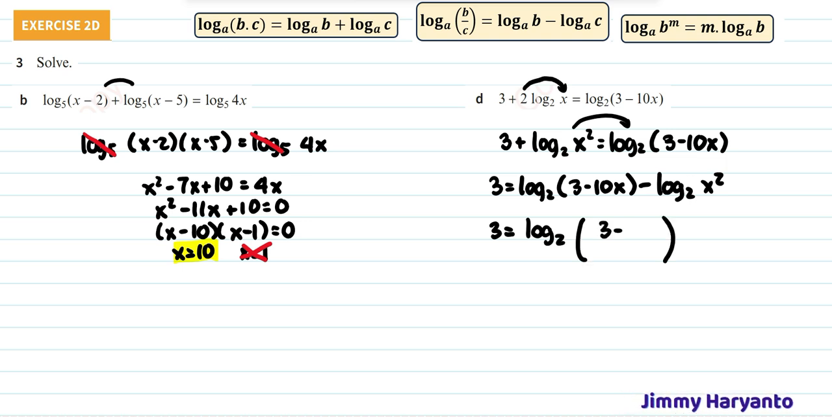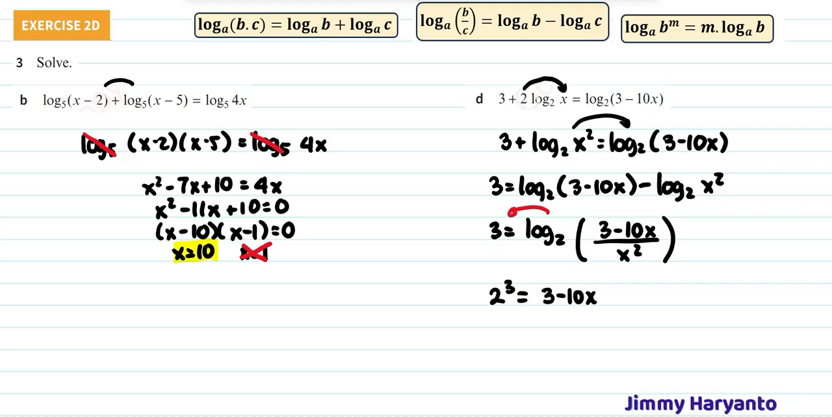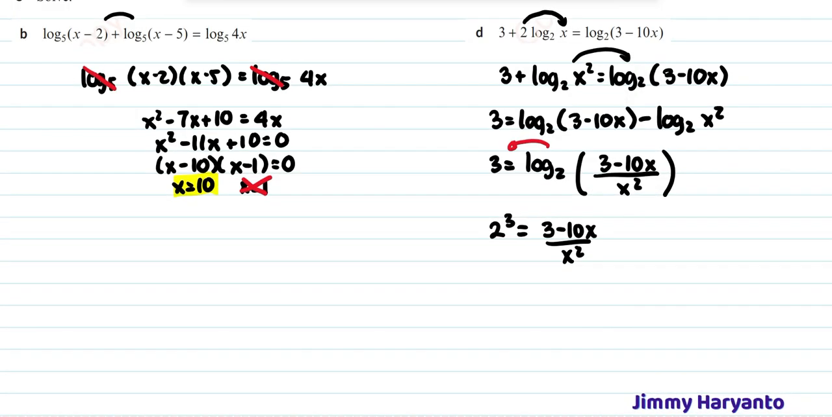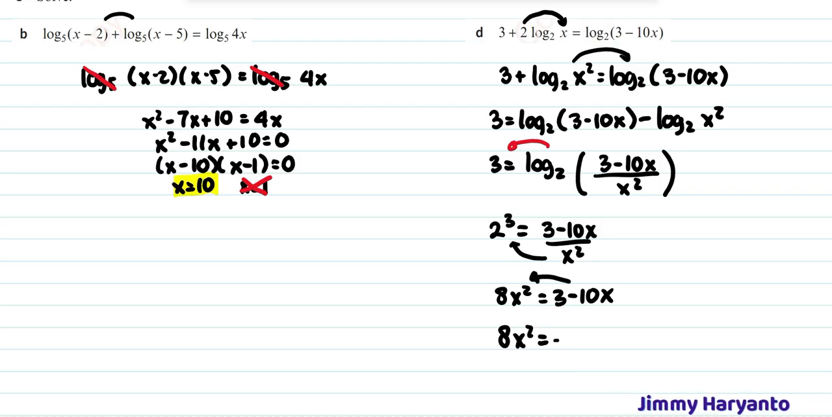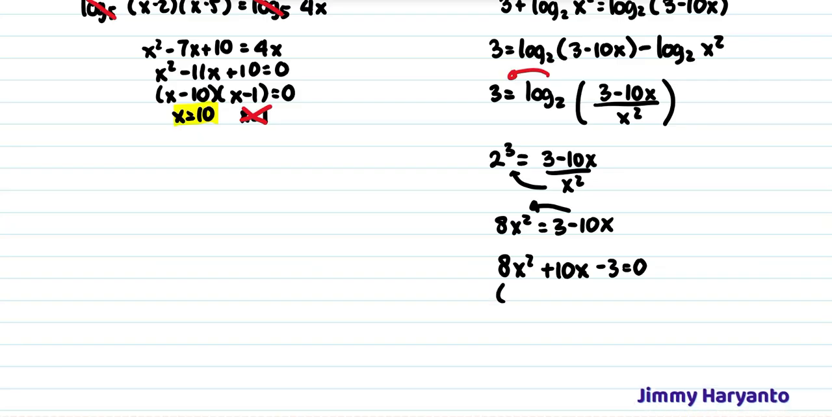You'll have 3 minus 10x divided by x squared, and then you can move the log 2, it will become 2 to the power of 3 equals 3 minus 10x over x squared, and then do the cross multiplication. 8x squared equals 3 minus 10x. Move it to the left hand side. You'll have 8x squared plus 10x minus 3 equals 0, and then just factorize.